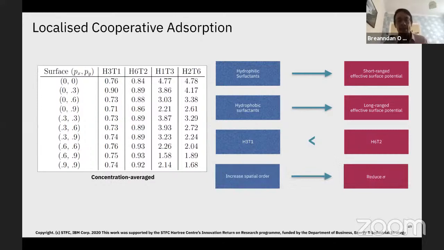And finally, if you increase spatial order on our surface, generally what we see is a decrease in the value for the smoothing parameter, which means that generally we have a more short-ranged effective surface potential. If we have an incoming molecule from the bulk, it will see generally, because there are fewer boundaries, either a fully hydrophobic or fully hydrophilic patch, and therefore the effective surface potential will be relatively flat.